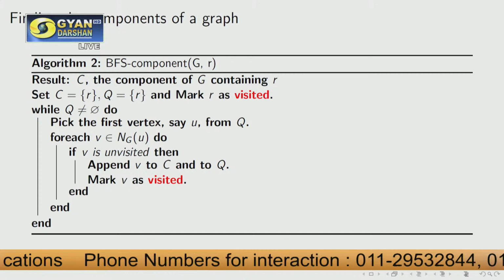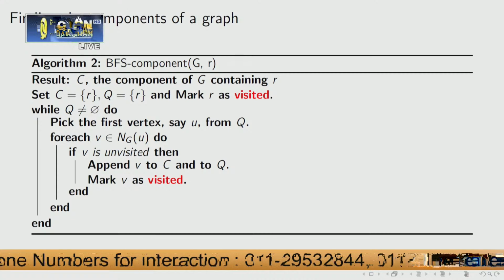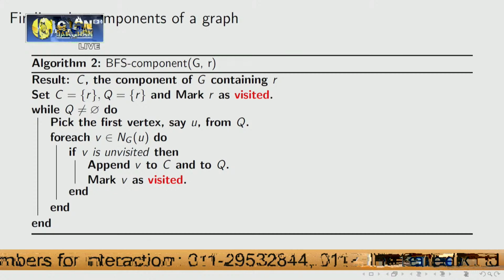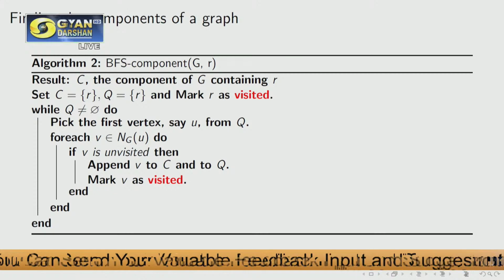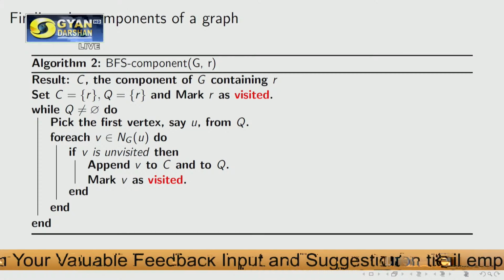And if we find that any neighbor is unvisited, mark it visited. So this process continues until we find that Q becomes empty. So let's now look at an example of how this algorithm works.